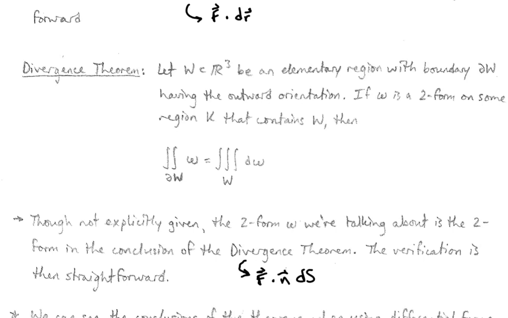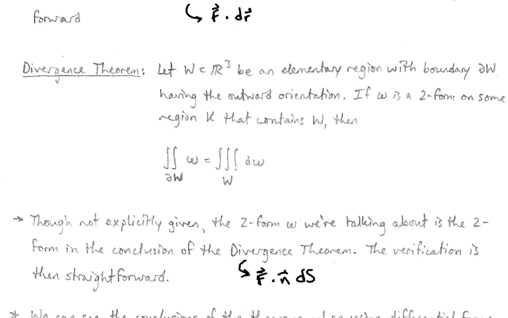And just like with Stokes' theorem, we're purposely not stating what this omega is. We're purposely not stating what this 2-form is, but you can guess that what we're talking about is the 2-form that's in the conclusion of the divergence theorem, namely capital F hat dot n hat dS. And once again, if you write it to be a 2-form with dx dy, dy dz, and dz dx, then if you take the derivative of that, you will come up with the other part in the conclusion of the divergence theorem, which is the divergence of your vector field, capital F hat, times dx dy dz.